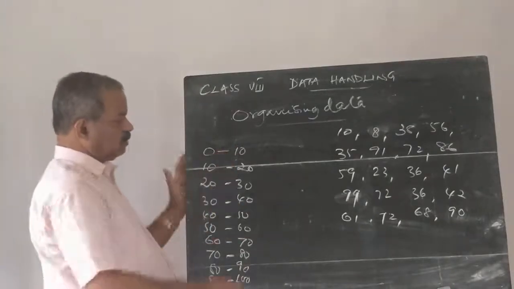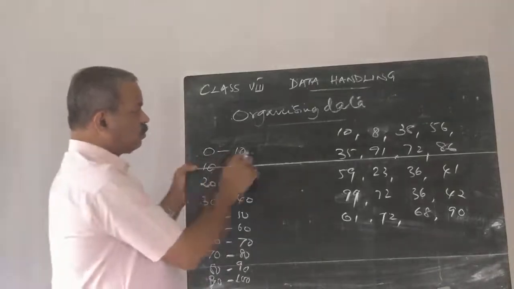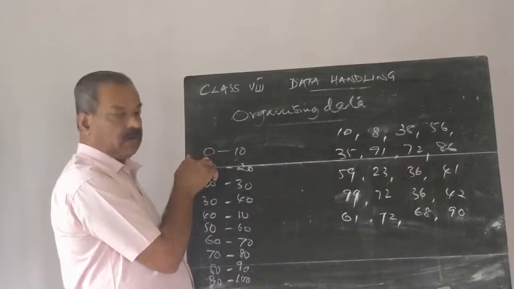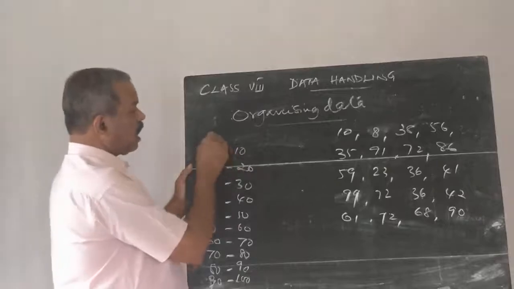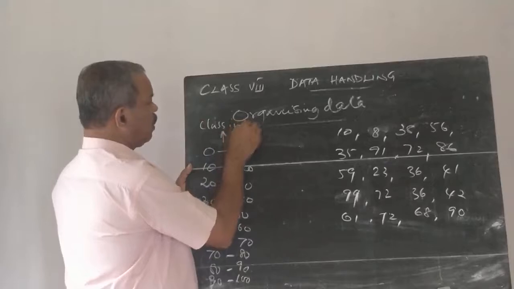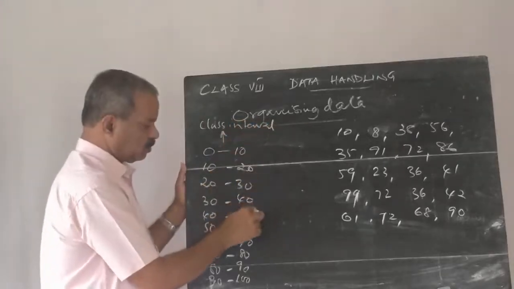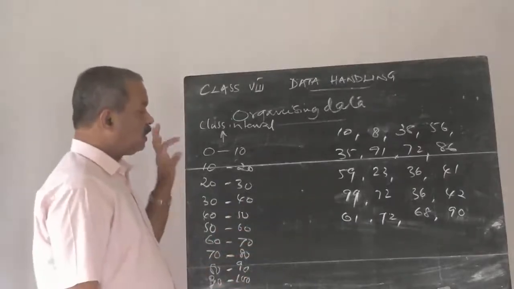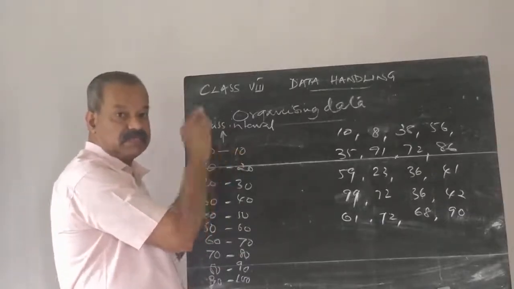So grouping. What is the peculiarity of this grouping? What is important there? 0 to 10. That is the marks from 0 upwards. Ranging from 0 to 10 is called a class interval. This is the first class interval, second, third, fourth, fifth, sixth, seventh, eighth, ninth, and 10th. In each class interval, the number of marks included is the same.